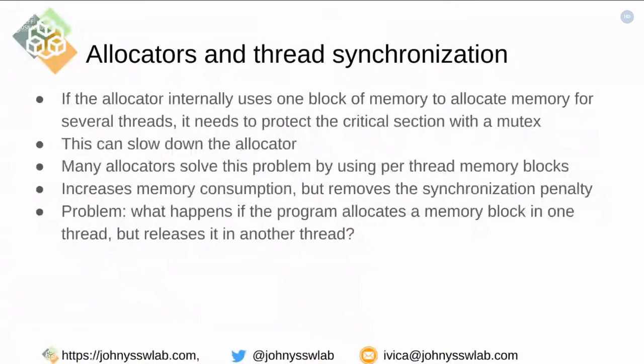The second thing is thread synchronization. So if you have a program with several threads, and this is common nowadays, and if your allocator internally uses one block of memory to allocate memory for several threads, you will need to protect the critical section. Since the malloc and free functions need to be fast, you need to have mutexes there. And this can really slow down the allocator.